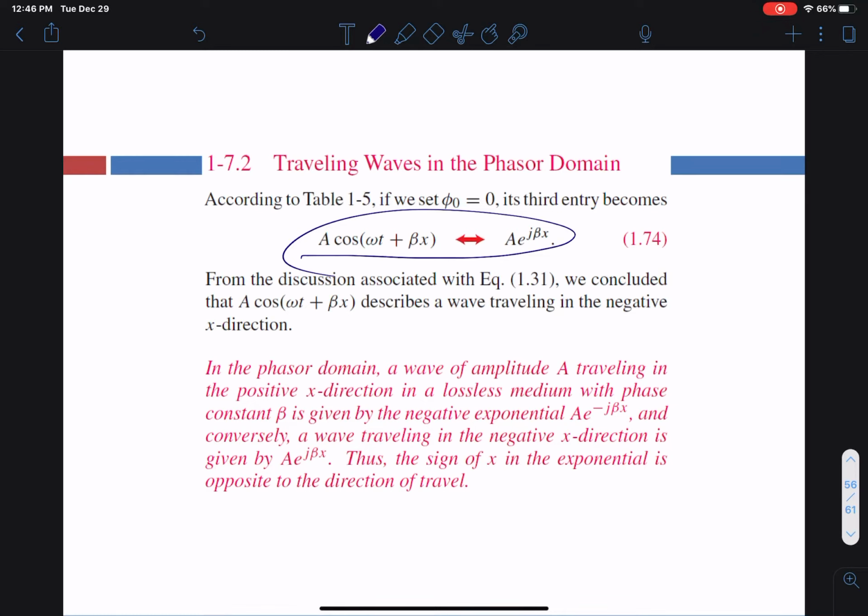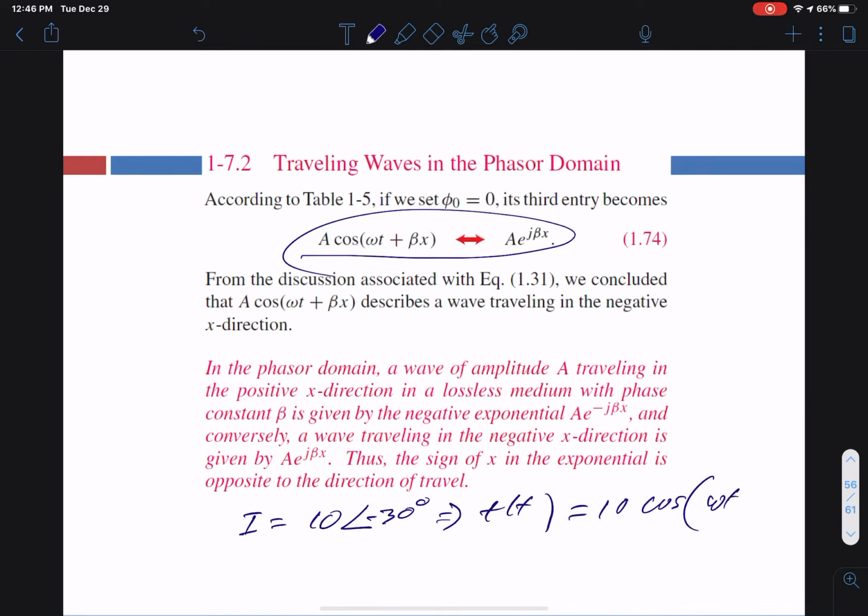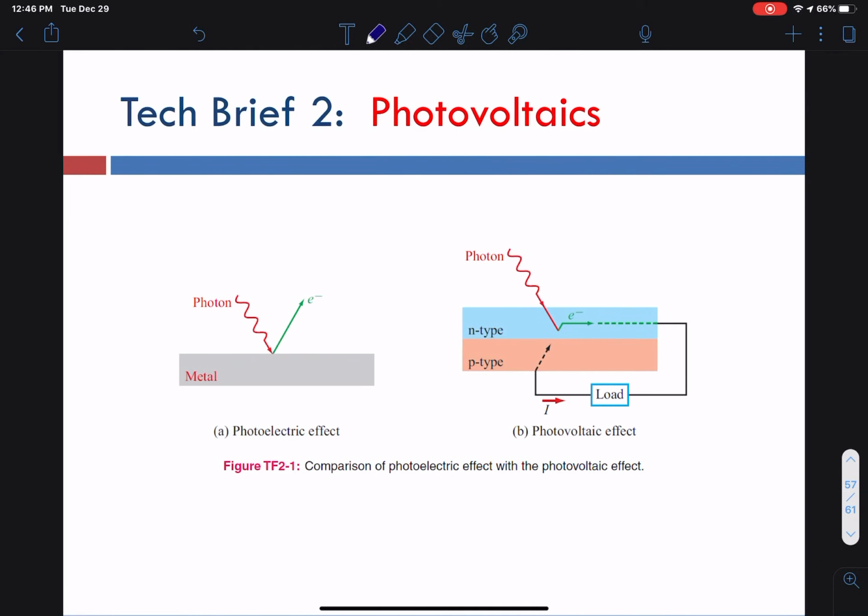So let me give you an example over here. Let's say your current in phasor domain is 10 at negative 30 degrees. Then in time domain, it would be 10 cosine(omega t minus 30 degrees). Right? See how easy it is. So if you know the frequency, you can just complete the equation.